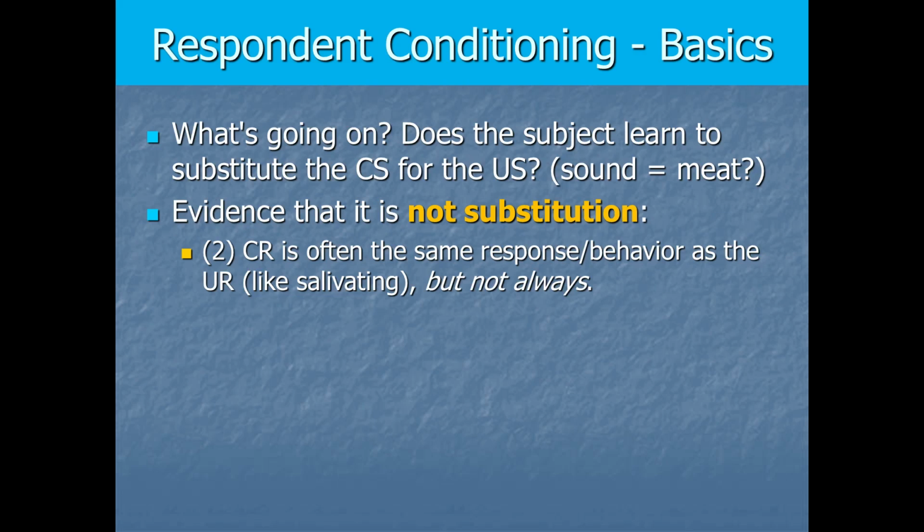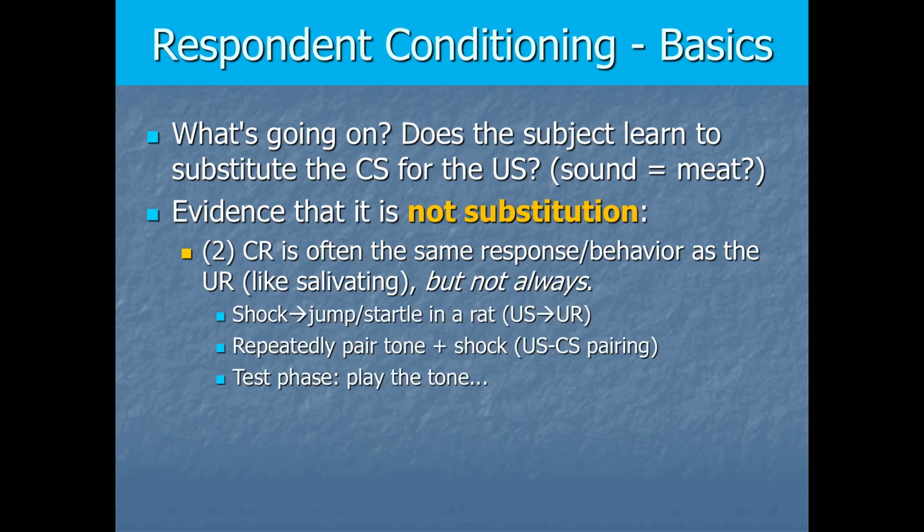So for example, when you shock a rat, it reflexively leads to a jump or startle kind of response. We saw that in the video earlier, right? That's a reflex, a US eliciting a UR. But then, like Pavlov, you might repeatedly pair a sound with that US. So you pair a particular tone with the shock over and over and over again. Stimulus plus stimulus, tone plus shock, tone plus shock. Eventually, you do your test to see if respondent conditioning has occurred. You play the tone by itself without any shock.